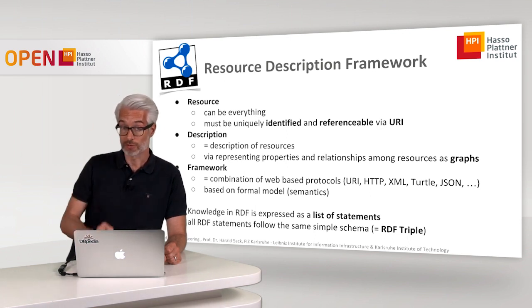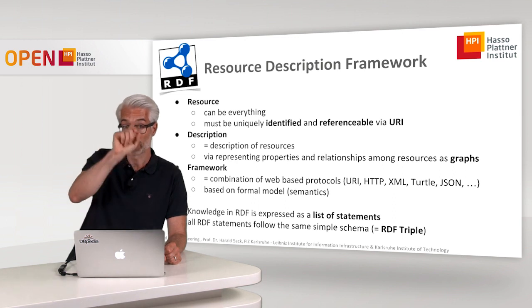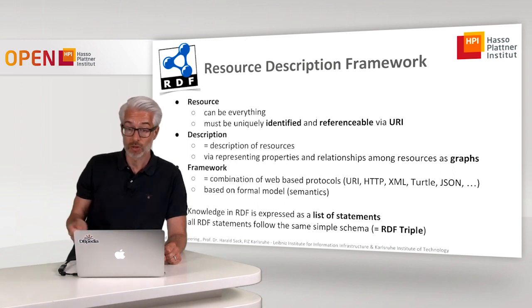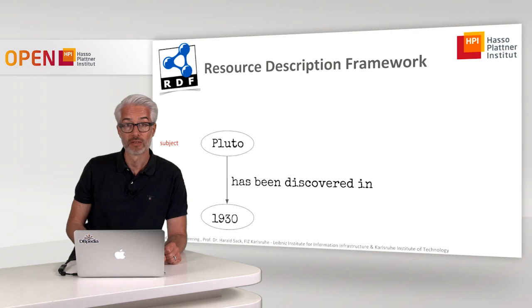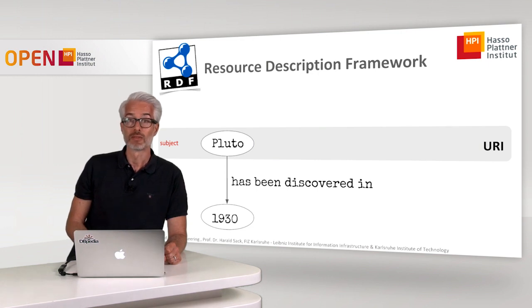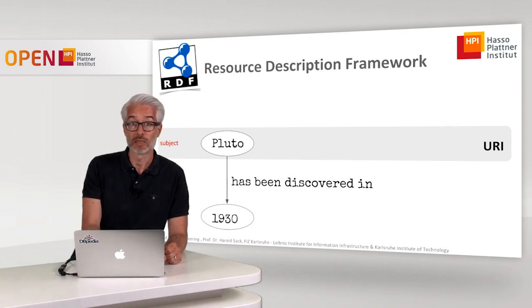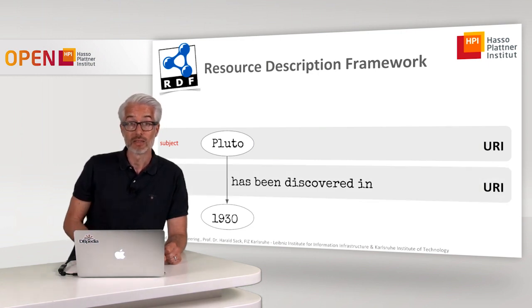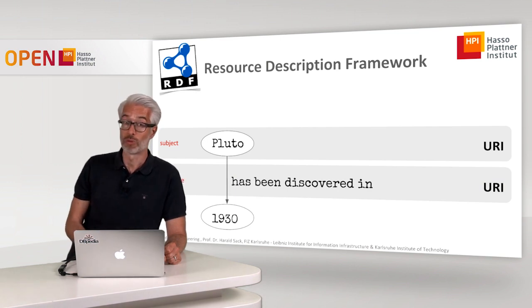As we have seen in the graph, this is threefold. We have a subject, we have a predicate, we have an object, and this forms in the end an RDF triple. So we have: Pluto has been discovered in 1930. You see here, this is Pluto. We need a URI for that. This here is the predicate or property. We also need a URI to identify that one.